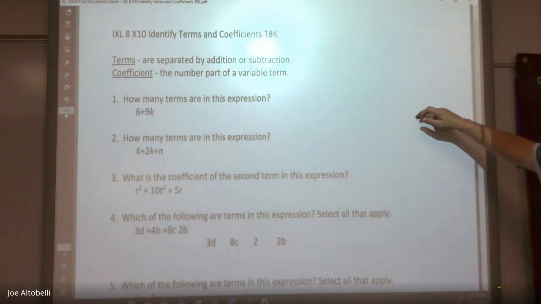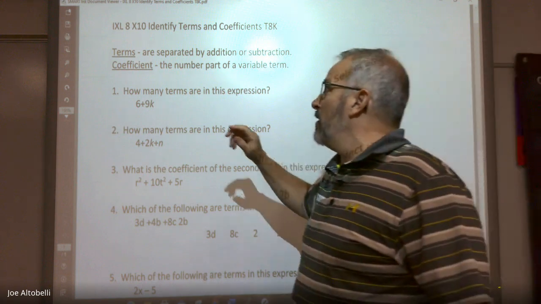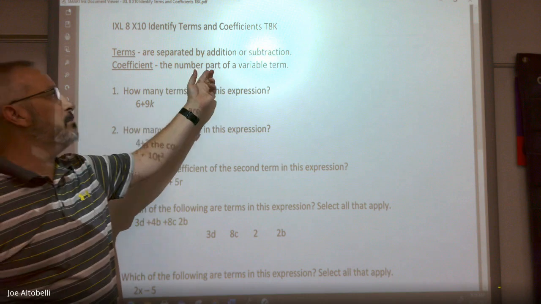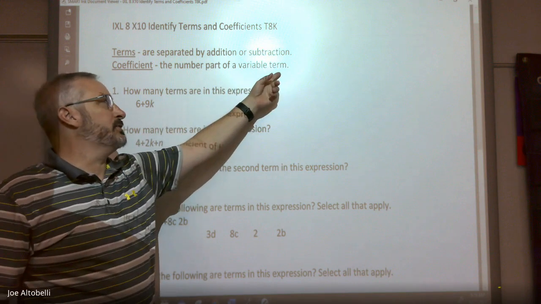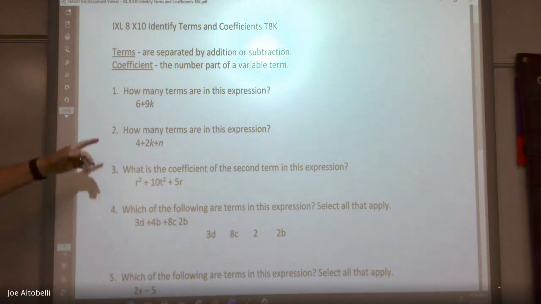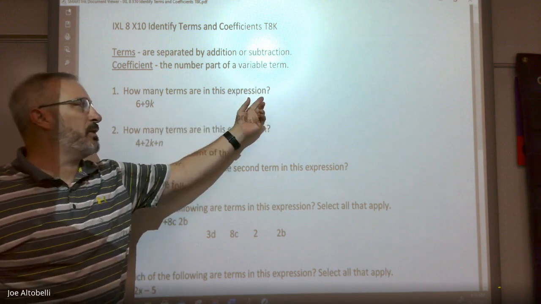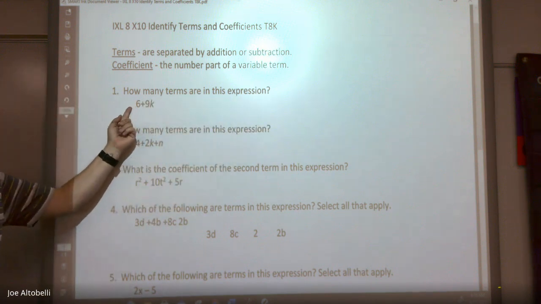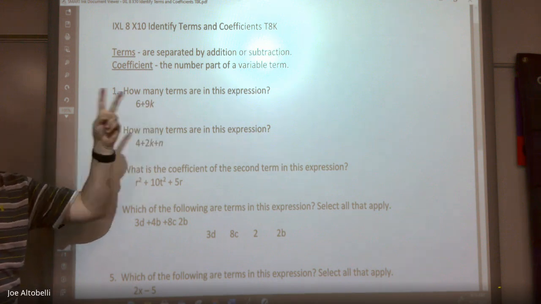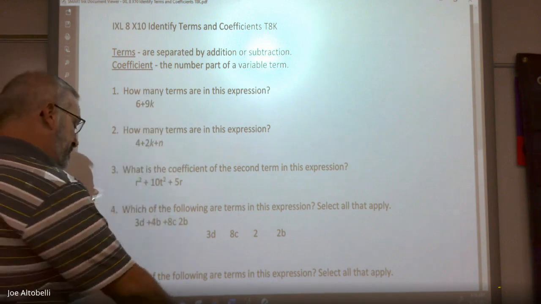Identify terms and coefficients. So terms are separated by the addition or subtraction. By the definition, it just says addition because we always change subtracting to adding the opposite, okay? And the coefficient is the number part of a variable term. So you're going to be asked questions similar to this. So it says how many terms are in this expression. The 6 is a term and the 9K is a term. So there are 2 terms in the expression.